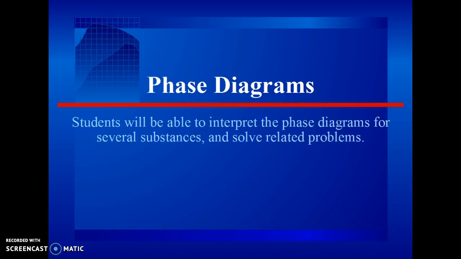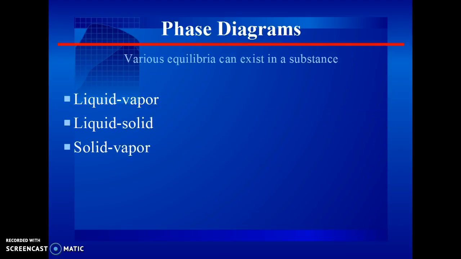Let's spend a few moments discussing phase diagrams and showing you the pictures that result, the diagrams that we use in order to explain solid, liquid, and gas behavior. Various equilibria can exist in a substance between the liquid and vapor, between the liquid and the solid, and between the solid and the vapor. These are shown with phase diagrams.